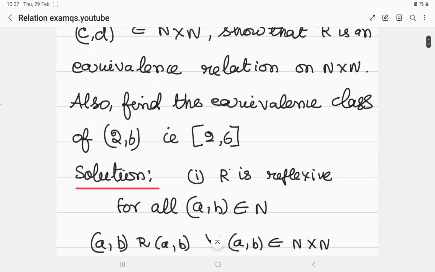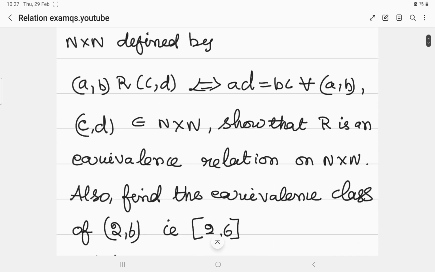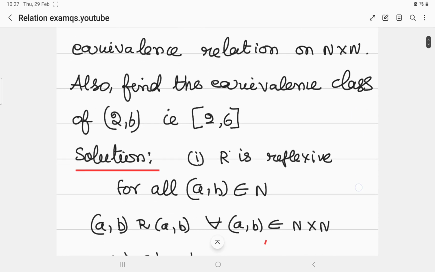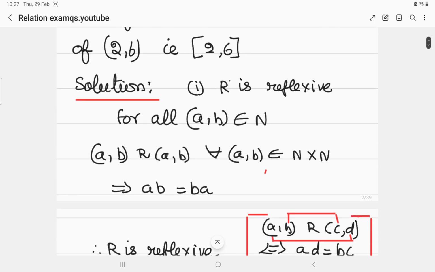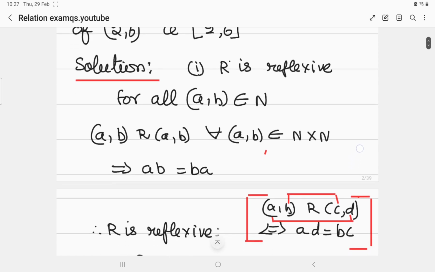Solution. So we have to prove R is an equivalence relation. If a relation is equivalence, then we have to prove that R is reflexive, R is symmetric, and R is transitive. First we have to check if R is reflexive. For all (a, b) belonging to N. N is a natural number.